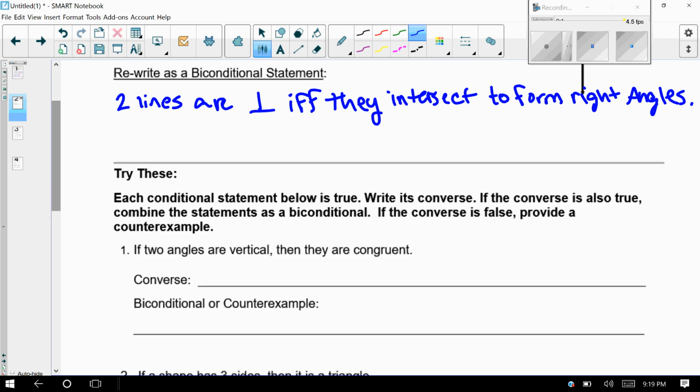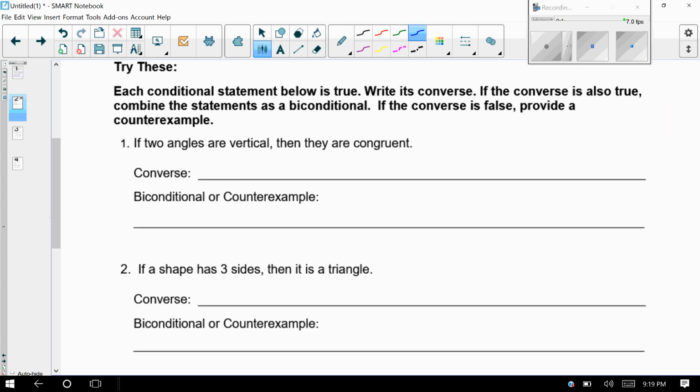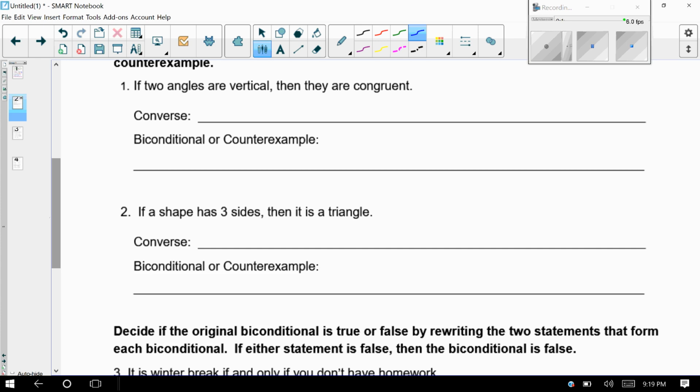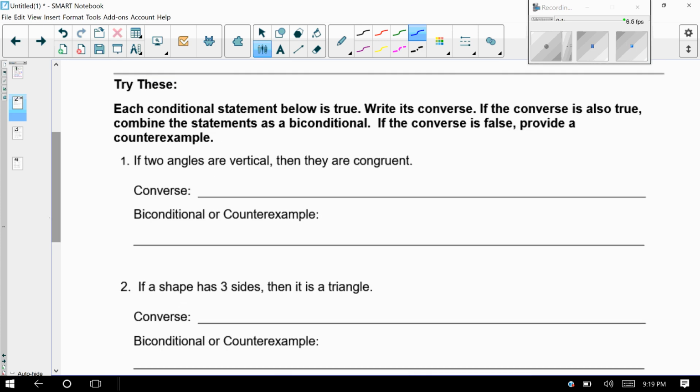Each conditional statement below is true. Write the converse. If the converse is true also, combine the statements as a biconditional statement. So I'm going to help you with one. You're going to do number two. If the converse is false, provide a counterexample. It says, if two angles are vertical, then they are congruent. Is that true? Vertical angles are congruent. That is true, right? Well, let's look at the converse. Remember, my hypothesis is after the if, not including the if, guys. And then my conclusion, circle your conclusion, is after the then. I want you guys to do this to number two also.